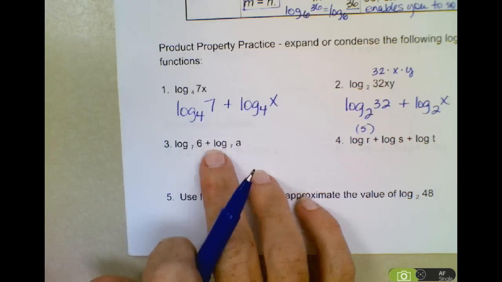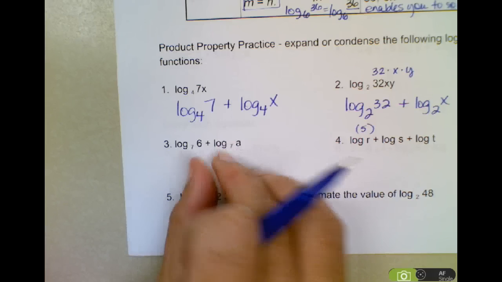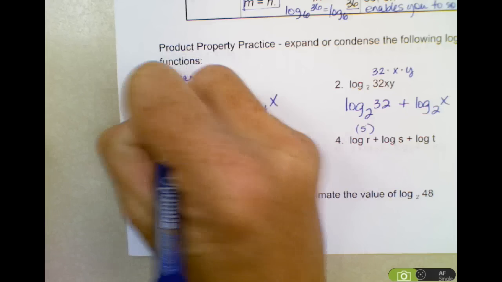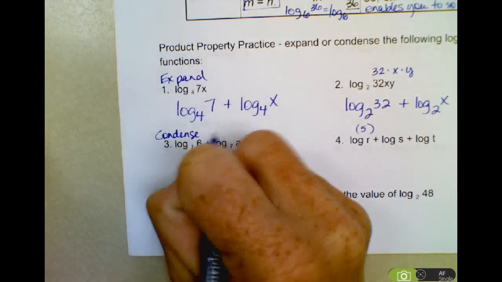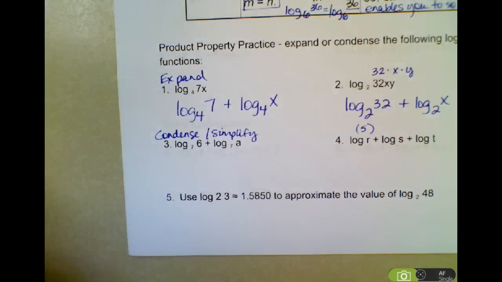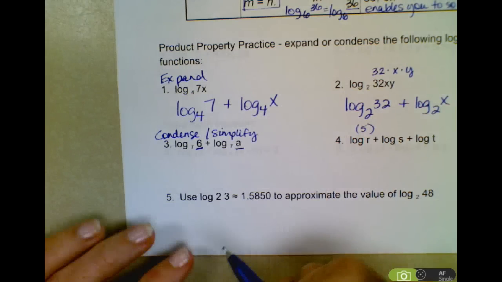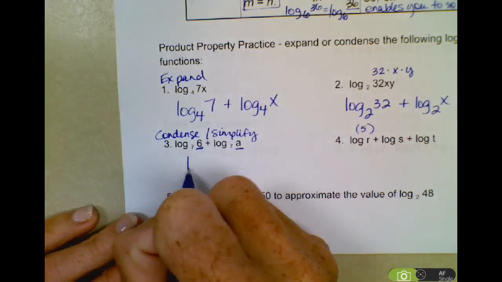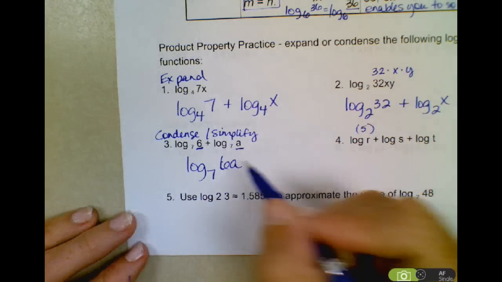Well, you've already got an addition sign, which means these are already expanded. I need to condense them. Okay. So these are expansion. You'll also see the word simplify. These you need to condense, okay, or simplify. So what I need to look at is what my values are there, and I know since it's addition, then I'm going to multiply them back together. So if I put them back together, I just get log 7, 6a.